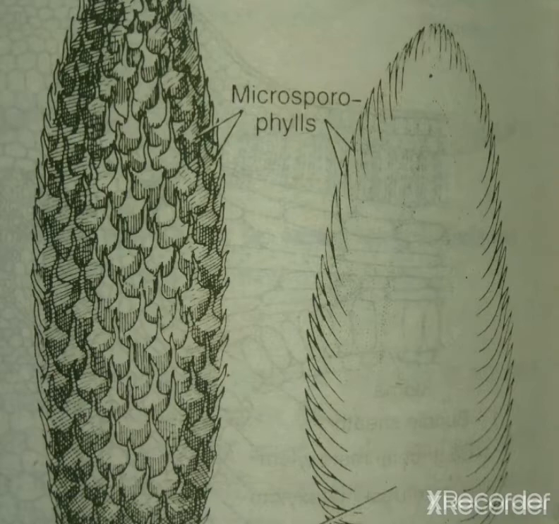The two kinds of spores are produced within sporangia that are borne on sporophylls, which are arranged spirally along an axis to form compact strobili or cone-like structures. As you see in this diagram, this is a male cone of a gymnospermic plant like Cycas, and when we take its longitudinal section, we see microsporophyll-like structures. These structures are known as microsporophylls. The microsporophylls are arranged in a spiral manner.